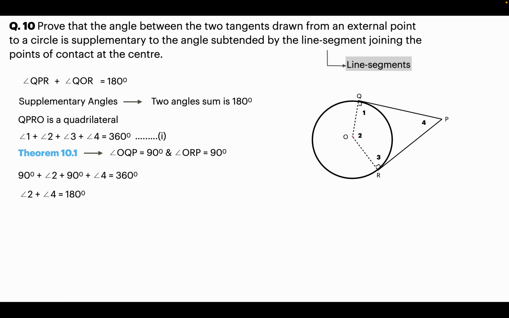So angle 1 is 90 degrees, angle 2 we do not know, angle 3 is 90 degrees, angle 4 we do not know, and their sum is going to be 360. When we calculate this, it is going to be angle 2 plus angle 4, and angle 2 is angle QOR and angle 4 is angle QPR, and they add up to 180 degrees, and that's what we have to prove.